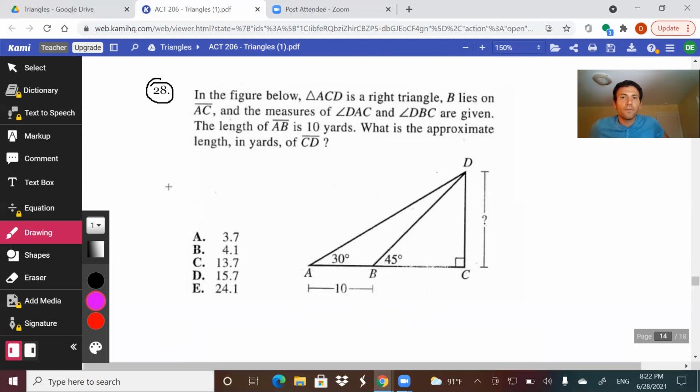So in the figure below, ACD is a right triangle. B lies on AC, and the measure of angle DAC, so this angle, is 30, and the measure of DBC is 45, and we're given that AB is 10 yards, and it wants to know what is the approximate length of CD. Okay, easiest way to do this if you're not sure is know that this is 10.